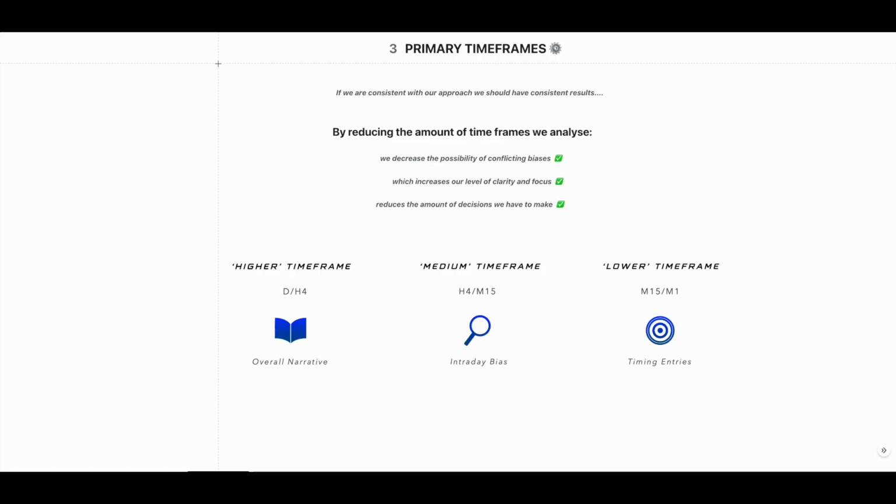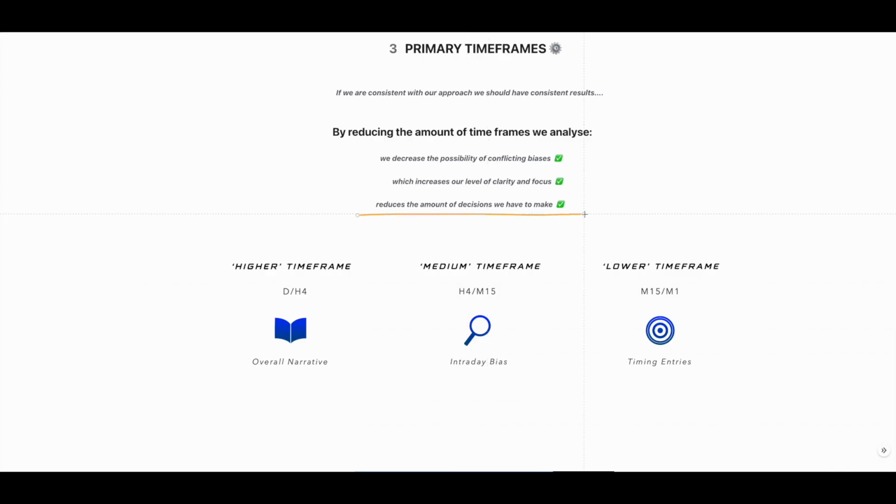So in order to give ourselves the best possible chance of achieving consistency, we need to be consistent with our actions and approach. Meaning that when we are playing a game of random outcomes and probabilities, such as the world of trading, it is our job to be as consistent as possible with the few varying factors and actions that we can actually personally control. So by reducing the amount of timeframes that we analyze, we decrease the possibility of conflicting our biases, which increases our level of clarity and focus to limit the amount of varying factors and discretion from our trading, which then reduces the amount of decisions we have to make, right?